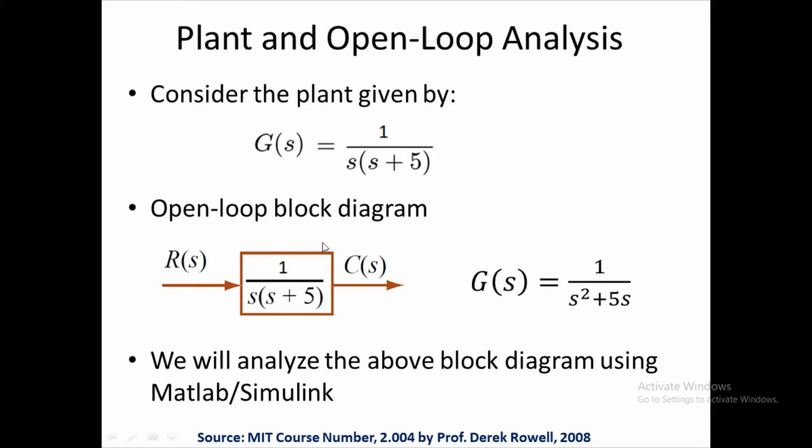And this is the block diagram representation, where R(s) is the reference input and C(s) is the output, and this transfer function G(s) is nothing but the Laplace transform of output by the Laplace transform of input at zero initial condition. So if I expand this one, then this will look like 1 by s square plus 5s.